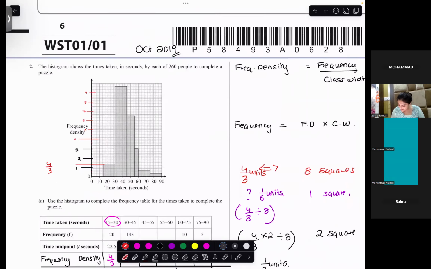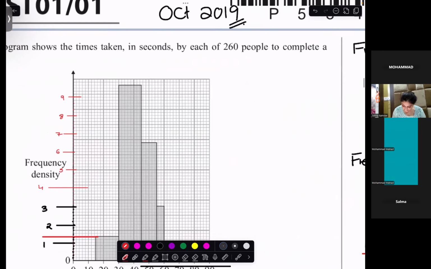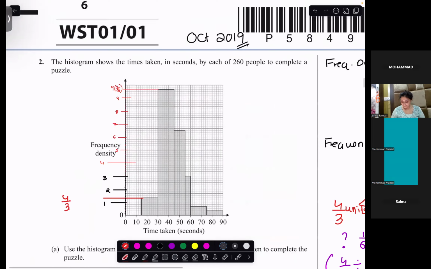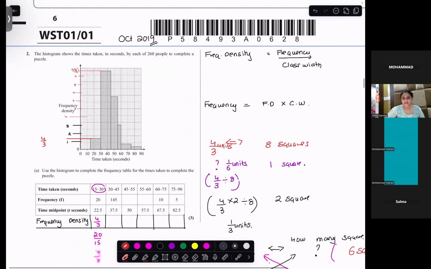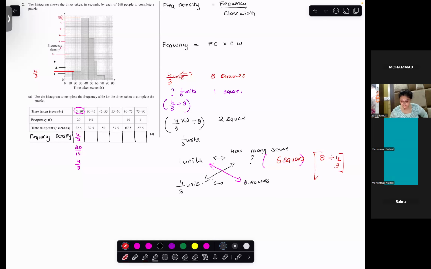Every 2 squares represents 1 by 3. So this is 1, 2, 3, 4. So this would be 9 by 3. Are you with me? Please do the markings and let me know. I'll wait. Use the much easier method.